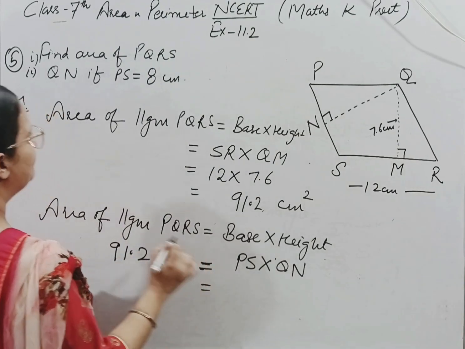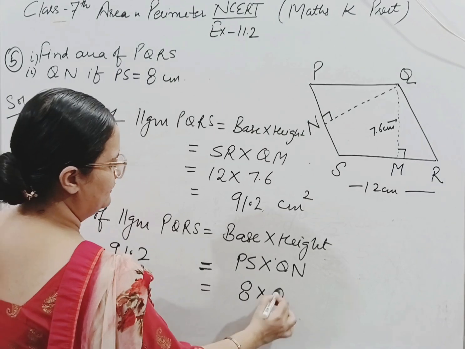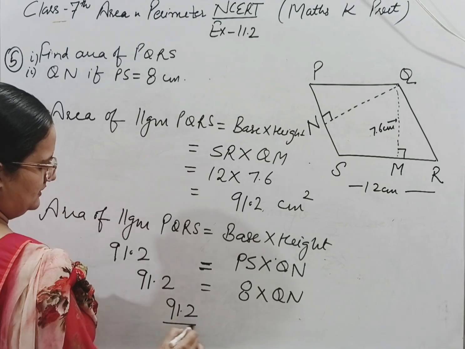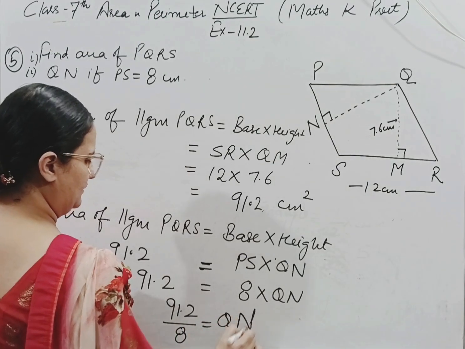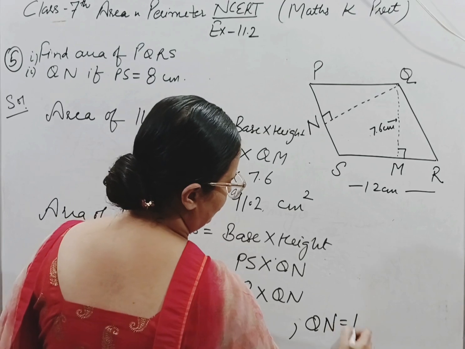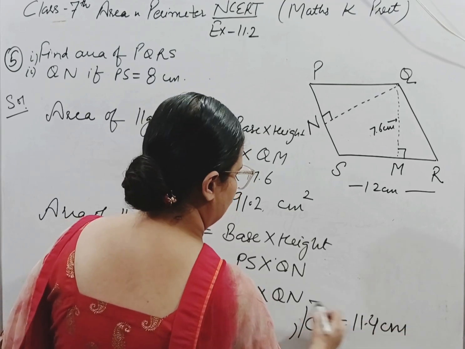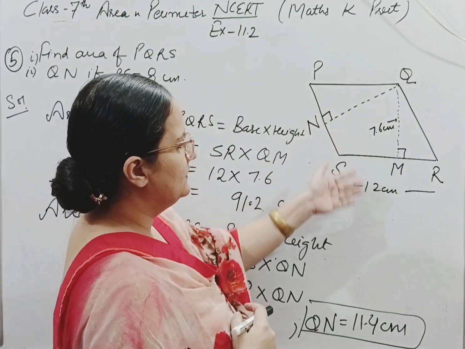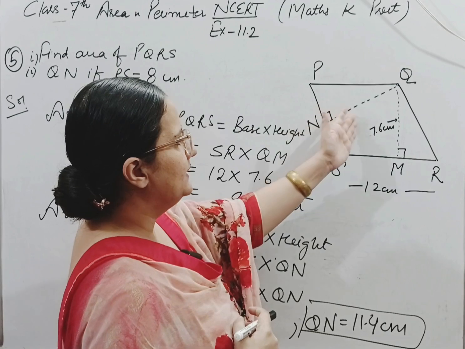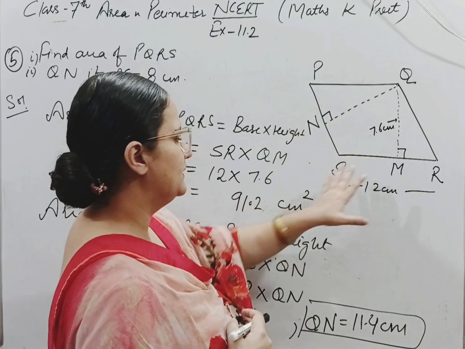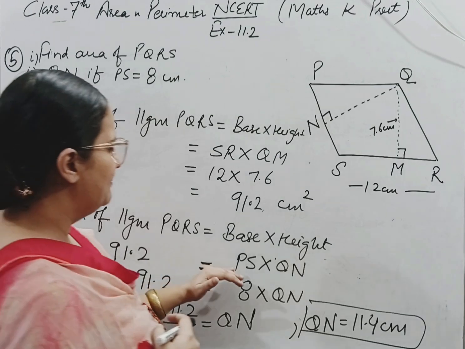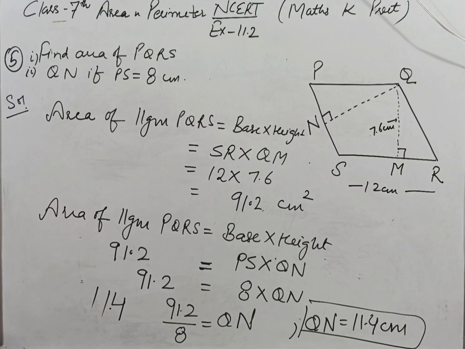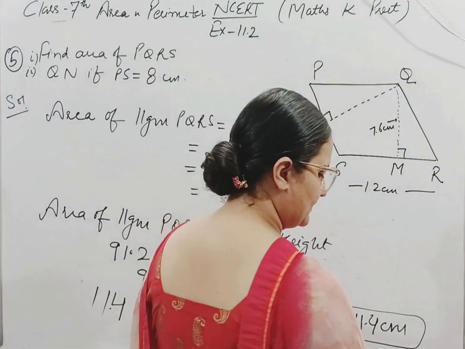So this is equal to PS, which is given 8 centimeter. We can put the value of PS here. So we will take this 8 in the denominator and try to cancel it out. Our QN is 11.4 centimeter. So this was the way to solve this question. Base is given, height is given, we can calculate the area. When base and height are changed, area will remain the same for the same figure. So area is 91.2, base is given 8 in the question, height we have to find. So from here we can directly find the height. This was how this question works. Let's move to the next question.